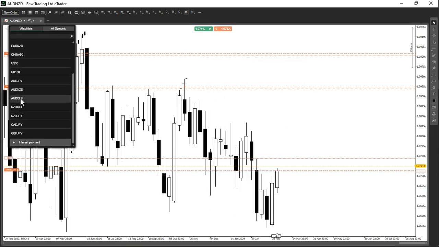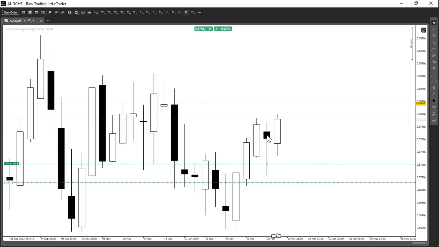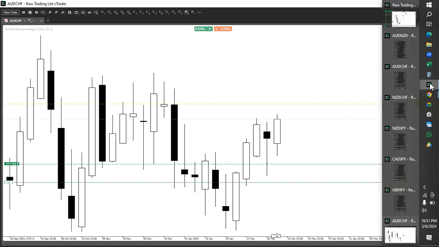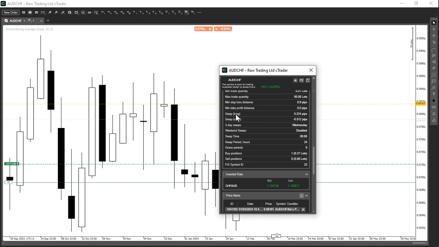And then the second position we are going to look at is AUD CHF, which we also reviewed last week, and I showed you guys when I had entered around the lows here. It is pushing higher at this point, and for it as well we need to check whether we are getting a positive swap, right? So if you can see here, swap long 0.234, I am getting a positive swap payment.